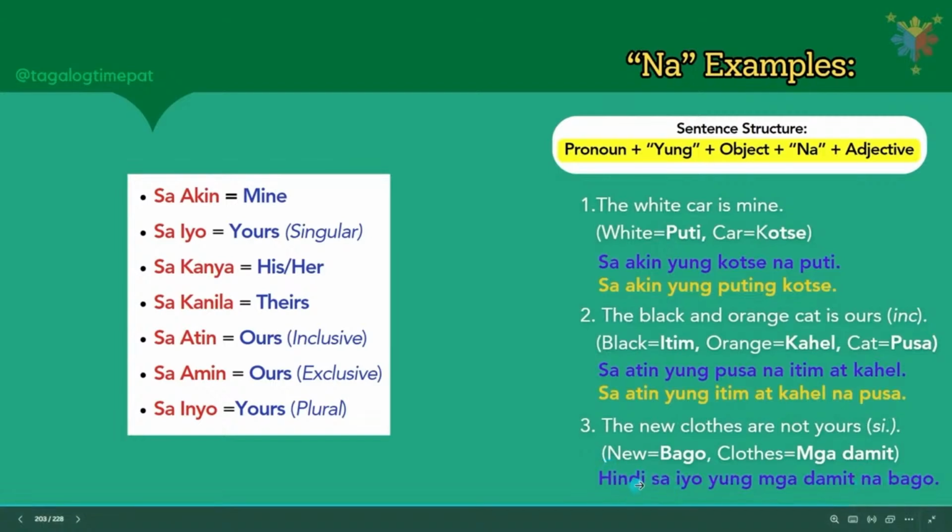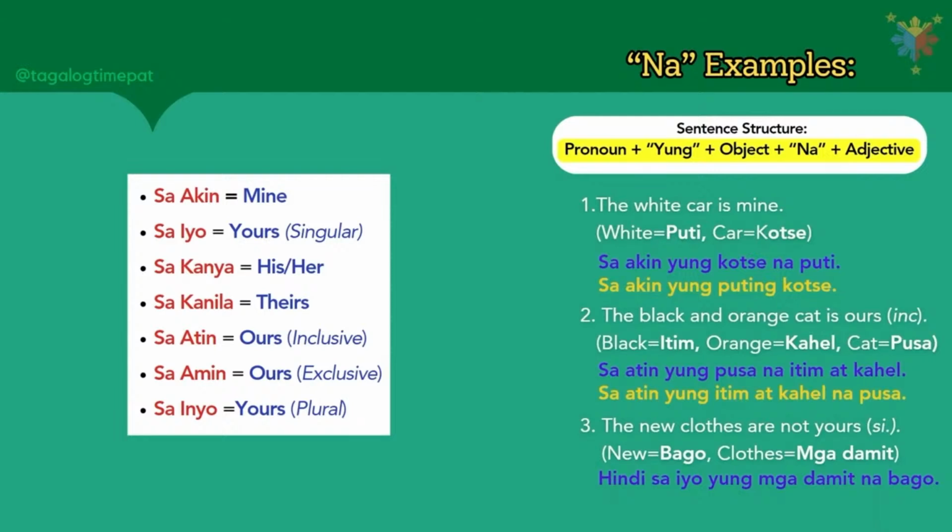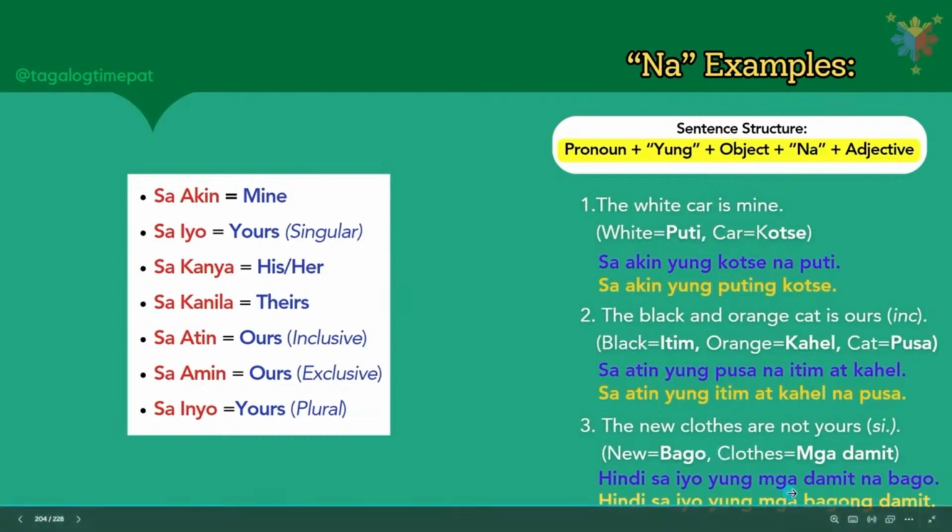The only difference is that we've added the word hindi, which means no, but in this sentence, it can mean not. So the new clothes are not yours. Hindi sa iyo yung mga damit na bago. So that's how you would say not. And the alternative way to say it is, hindi sa iyo yung mga bagong damit. Hindi sa iyo yung mga bagong damit. Here you can make the contraction, bago na damit, could just be bagong damit.